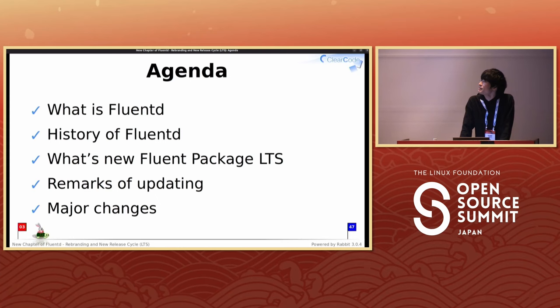Then the fourth topic is remarks on updating: how users can update to Fluent package from td-agent, and why users should. And last but not least, we're going to talk about major changes and the future of Fluentd. At the end of this talk, we will be happy if everyone here understands Fluentd and the new package, feels encouraged to use them, and more people become interested in the Fluentd community.